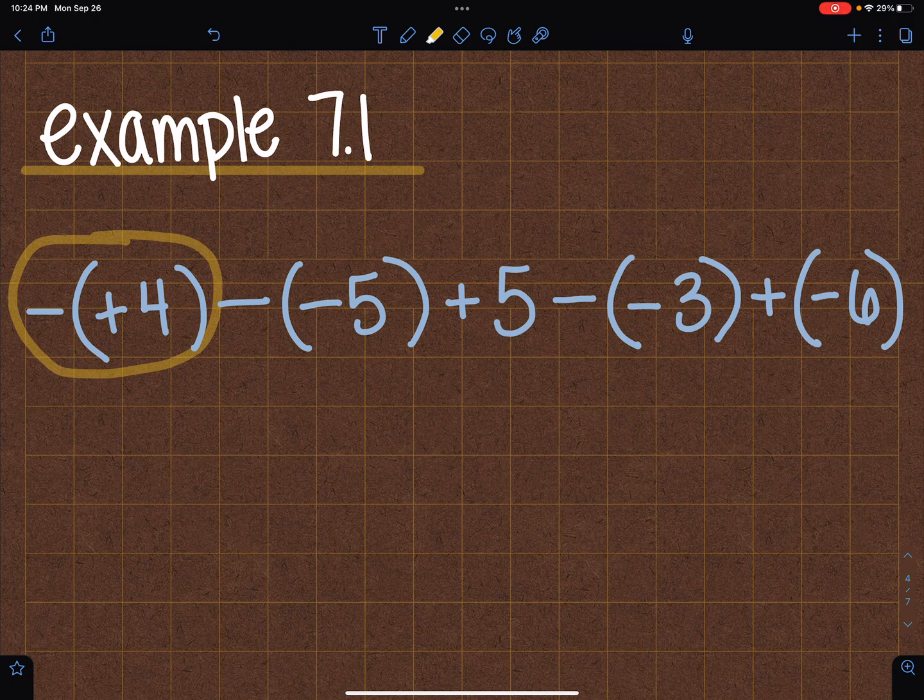So this is the opposite of a positive 4. The opposite of a positive 4 is negative 4. So we're not going to think of this as a subtraction sign. We're not even going to think about it as a negative sign. We're going to think about it as the opposite of positive 4. So that's how I got the negative 4.